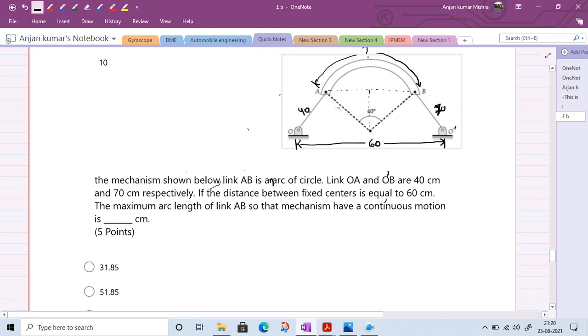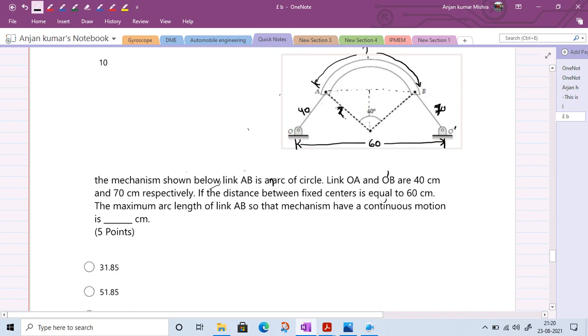Then if we find the radius of this arc, that is this one, r multiplied by the included angle of this arc in radians, then we can find the arc length. So our main ambition is to find this radius length. To find this radius length, we have to find the distance between AB.